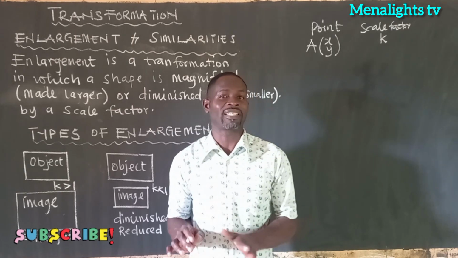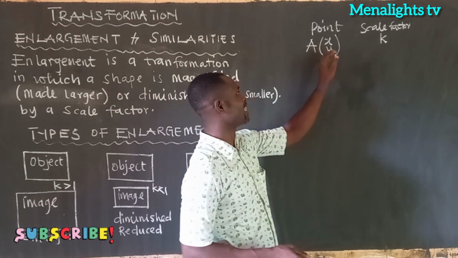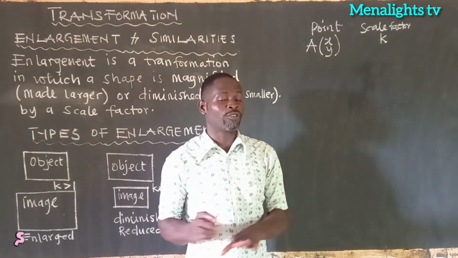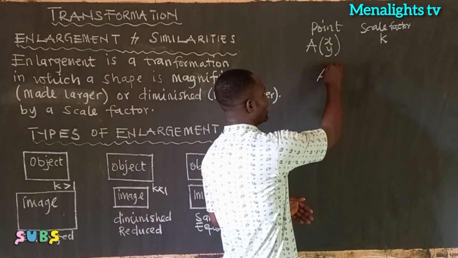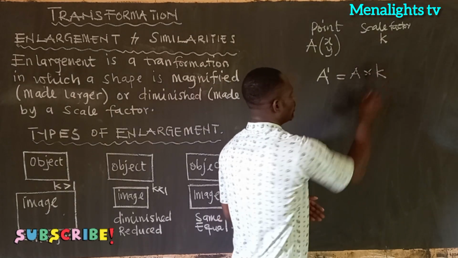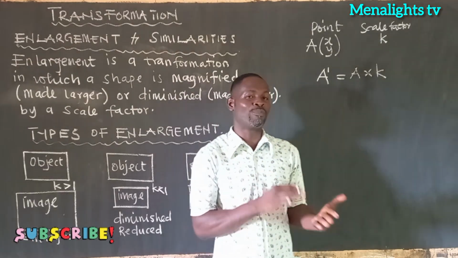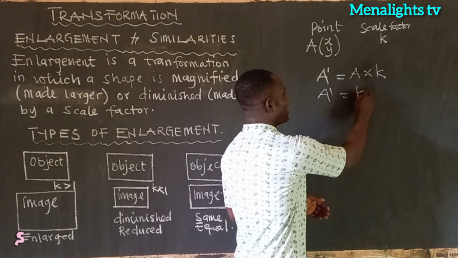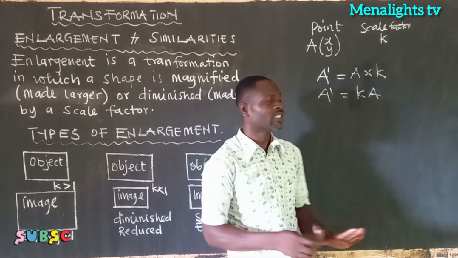Look at the effect of the scale factor on the object to get the image. When you have the point A, which is (x, y), and the scale factor K, we have to find the image. The image A1 is equal to A times K. We use the scale factor to multiply the point. The scale factor times the point will give you the image point. So A1 is the same as KA.